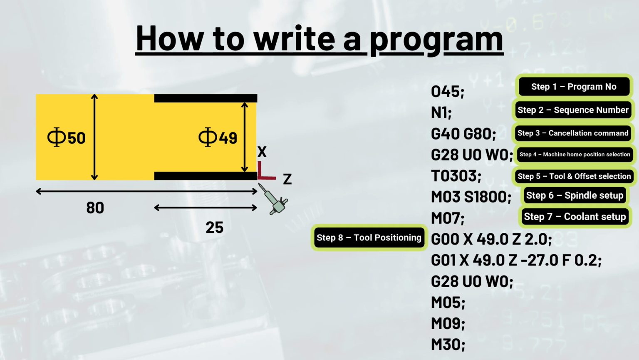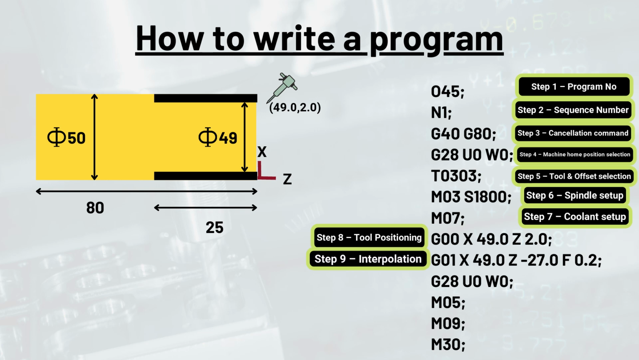In the next step, we are going to position the tool. The tool here will start with this face and the required dimension here is 49 units. The tool will have rapid positioning first and hence G00 command will be used. G00 X49 Z2.0 would be the complete line here. 2.0 unit depth has been taken for initial cut in the Z axis.